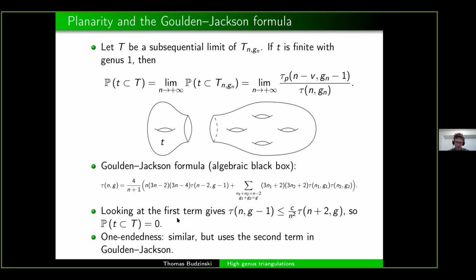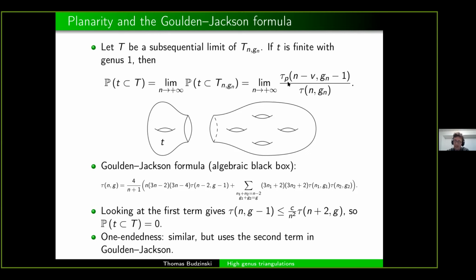And this is where we use this recursion on the number of triangulations with a fixed size and genus. So this is the Goulden-Jackson formula. And in particular, if I only look at the first term of the Goulden-Jackson formula, I can see that tau of n,g is larger than something like n squared multiplied by tau of n-2, g-1. So the bounded ratio lemma tells us that passing from n to n-2 does not cost a lot. And what this inequality tells us is that passing from g to g-1 actually costs a lot. It costs a factor n squared.